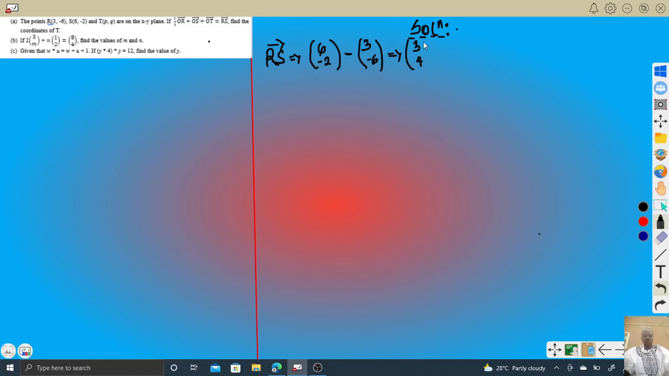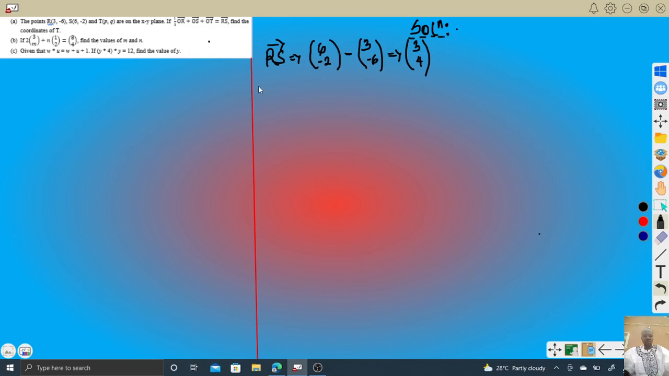I hope you understand this. To understand that, you can try as much as possible. You can draw your XY plane, locate these points, and try to find. So what I'm trying to say is that RS will be equal to OS minus OR. I'm taking the point of origin to be O. So that is that about that. I don't want to waste your time because these are simple questions.